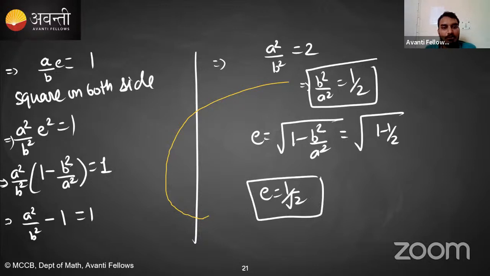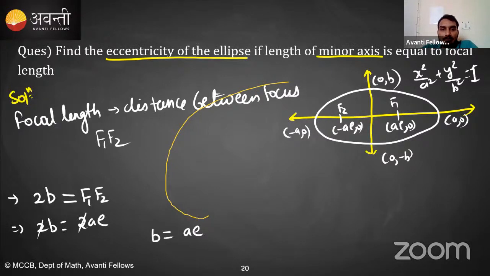Tell me quickly in the chat box. Is this clear, everyone? Students, clear? जो बोला था वो कर दिया. That the minor length is equal to the focal length. Minor axis is equal to the focal length. Means F1F2 is equal to 2b.